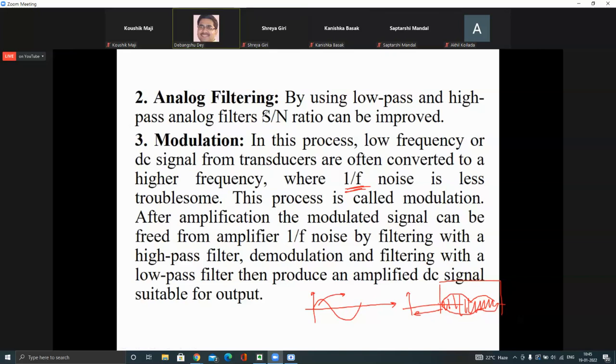So if you modulate it, the signal will be transferred into the high frequency domain. If it is transferred into the high frequency region, then you can filter it to eliminate the low frequency 1/f noises.